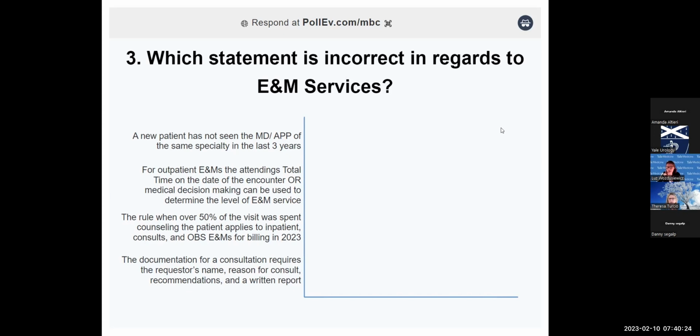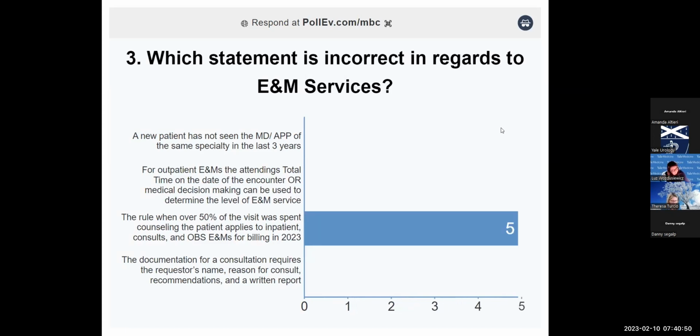The rule when over 50% of the visit was spent counseling the patients applies to inpatient consults and observation E&Ms for billing in 2023. And 4, the documentation for a consultation requires the requester's name, reason for consult, recommendations, and a written report. So we're looking for the inaccurate statement as of 2023. Might be helpful. Here we go. But everyone seems to be on the right track here.